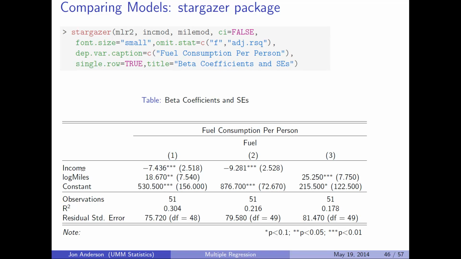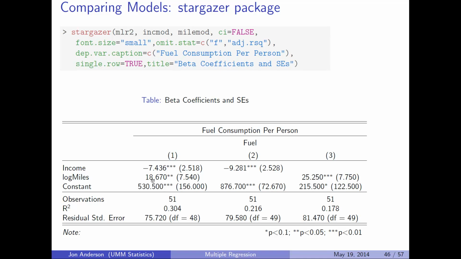In the model with both predictors, income's beta hat is a negative 7.44. But when income was in alone, it was a more extreme negative value. It was a negative 9.28. But when we added log miles to the model, the income effect was moderated and it was a little bit closer to 0.